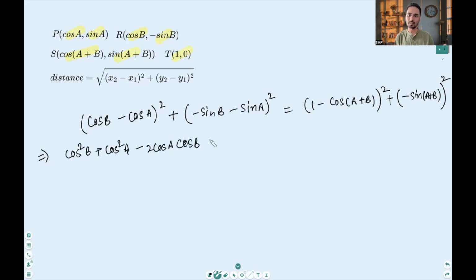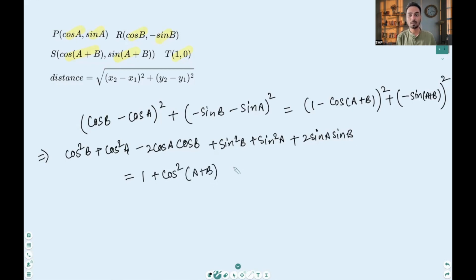Similarly, (minus sine B minus sine A) whole square, we will get sine square B plus sine square A plus 2 sine A sine B. And on the right hand side, we'll get 1 plus cos square (A plus B) minus 2 cos (A plus B) plus sine square (A plus B).